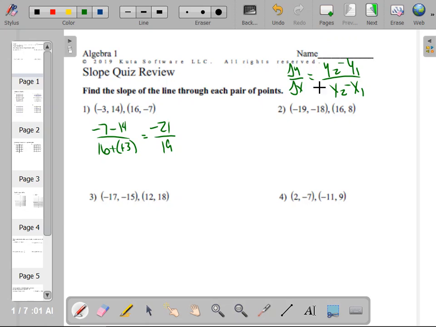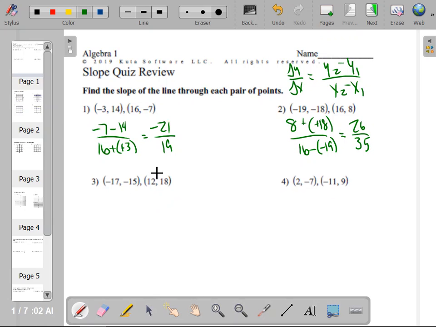Let's do it again. You have an x-coordinate, a y-coordinate, x-coordinate, y-coordinate. So let's do y2 minus y1 over x2 minus x1. Subtracting a negative is the same as adding. So 8 minus negative 18 is the same as 8 plus 18. That's 26. And 16 minus negative 19 is the same as adding 16 plus 19, which is 35. 26 and 35 don't have anything in common, so there's your slope. You can't reduce it.